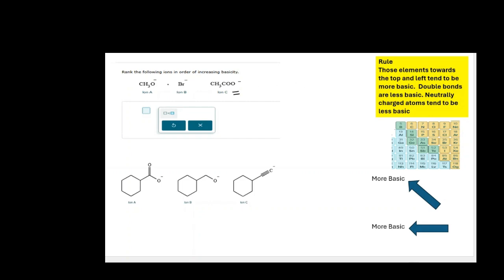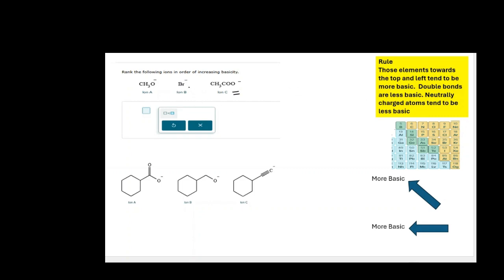So we'll start with the one up top here. So we have pretty much a methyl and an oxygen right here. We have bromine right here, and we have CH3C along with two oxygens attached on. And so we see that they all have pretty much a negative charge. So we can kind of scratch that off the list.